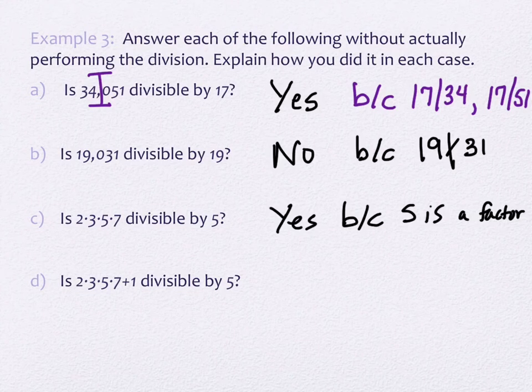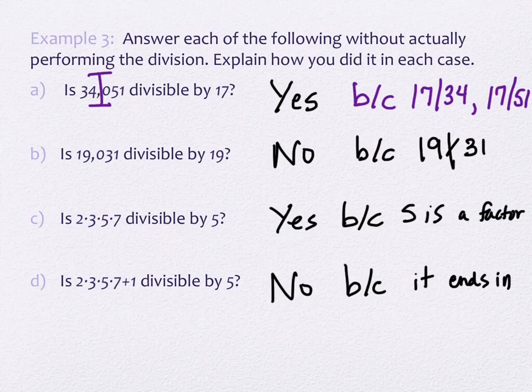So whatever this thing ends in, it can't be a 5 or a 0. It will be a 6 or a 1, right? Because of that weird plus 1 on the end. So this one is no. And one way to say it is because it ends in 1 or 6.